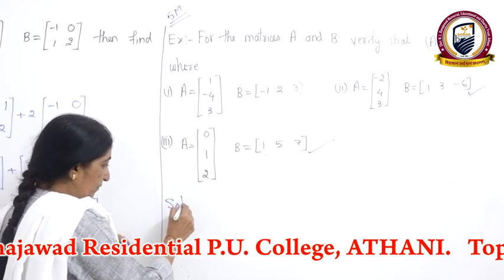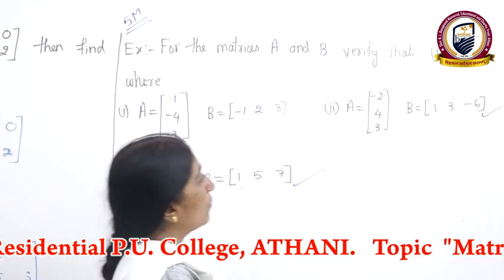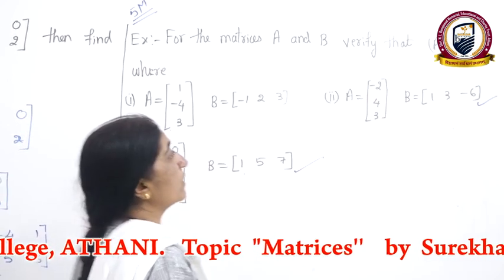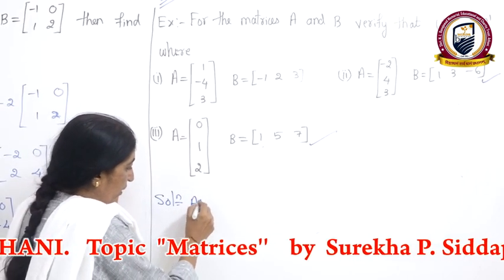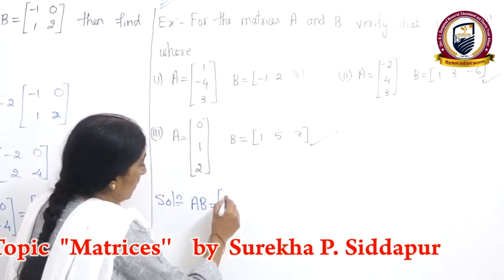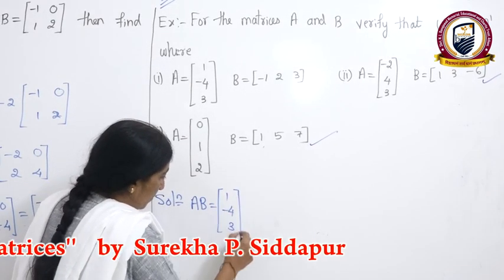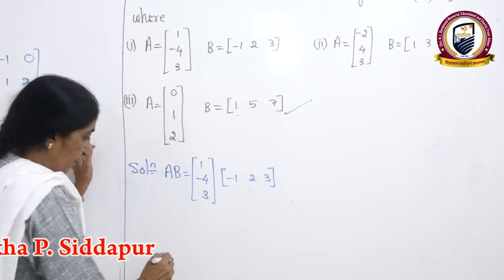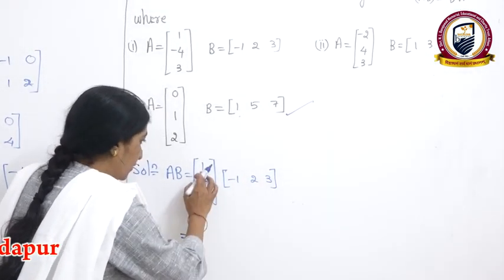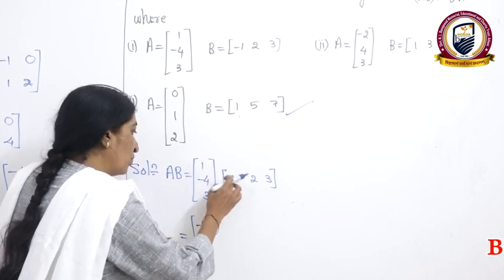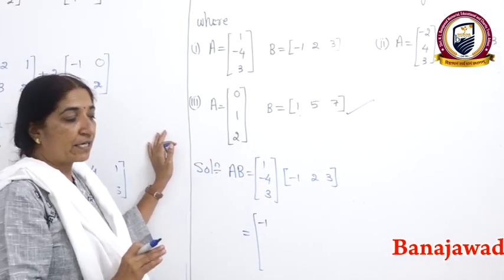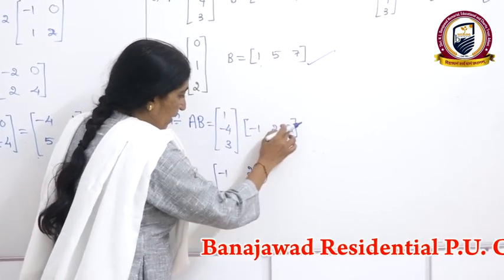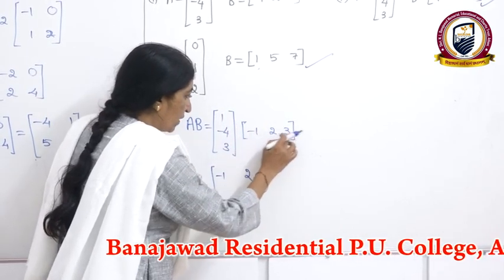See the first one. In the first one, we have to verify this formula, this expression. In that expression, first what we have to calculate? We have to calculate AB. That is matrix A as it is, matrix B as it is. We have to multiply term by term. That is the first row with first column, that is 1 into minus 1. I am writing the answer directly. After the product I am writing, leave some place. 1 into 2, 1 into 3. It completes the first row with all the columns.